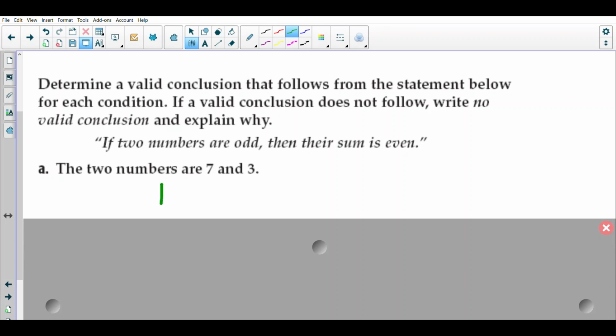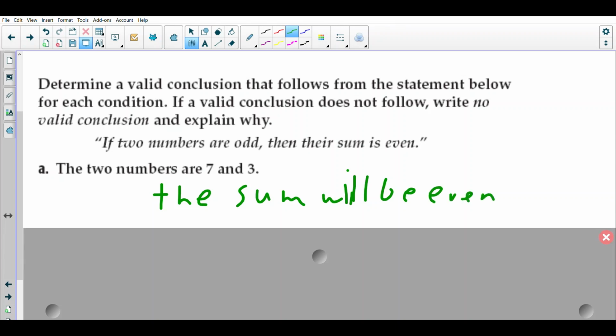So, we can say the sum will be even. Okay, because the 7 and 3 are both odd. And given this is 100% true, given this is true, being given two odd numbers, that will give us a true statement.